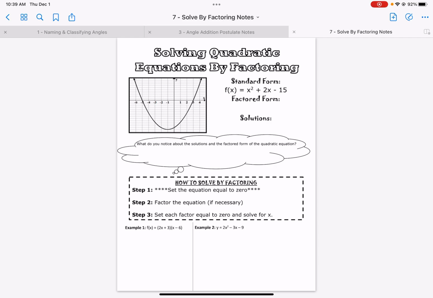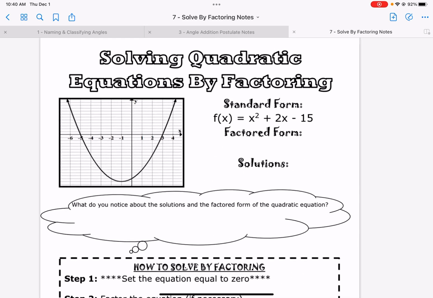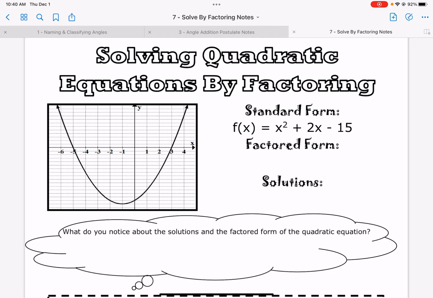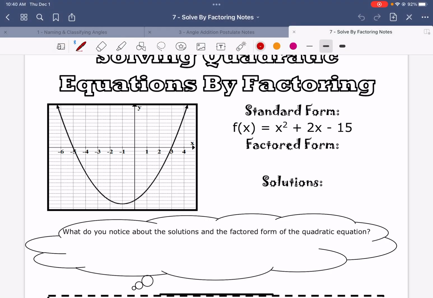Today we're going to have to factor and then we're going to use the factored form to solve. So remember, solving quadratics, we're solving it because we're finding the solutions, the x-intercepts on the parabola. So we're going to go ahead and look at the top of our notes, and we're going to go ahead and factor the one that says standard form.